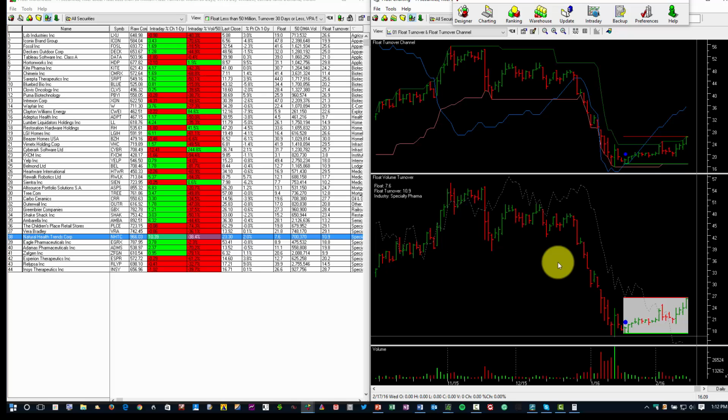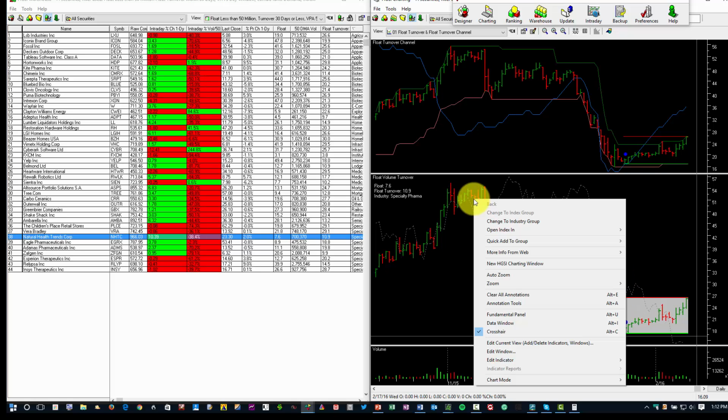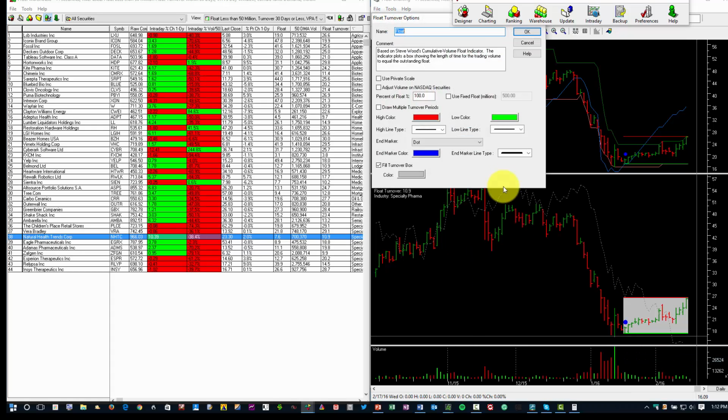But I believe this is a very powerful technique to determine when the entire float turns over based upon volume. Now, this is 100% of the float. There is an option in this program. You can go in here and you can edit the indicator, go to the float turnover.